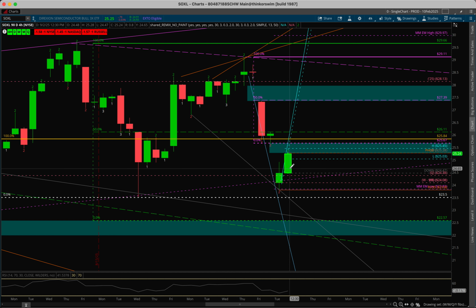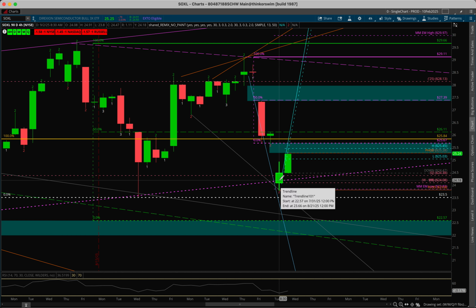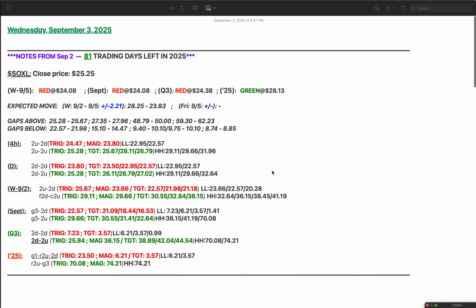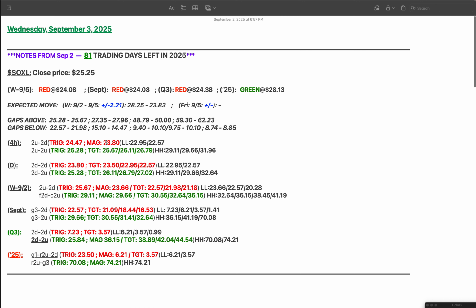The trigger being the low of the second 4-hour candle of yesterday, that's 24.47, and the magnitude of that move being the low of today, 23.80. So, let's go up to our notes, and we can see that here we have in our notes on the 4-hour time frame, we have our trigger of 24.47, and our target or the magnitude would be 23.80.